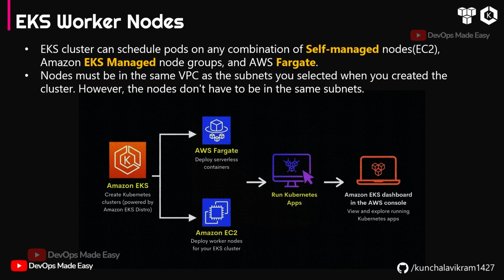And coming to the worker nodes, EKS clusters can schedule pods onto a combination of self-managed nodes, which we call EC2 instances. As we already said, your worker nodes can be Fargate or EC2. EC2 can be self-managed, which means you manage the EC2 instances, or it can be AWS managed, which we call node groups. So they can be self-managed EC2 or EKS managed EC2. Our third solution is AWS Fargate, which is a serverless solution for containers.